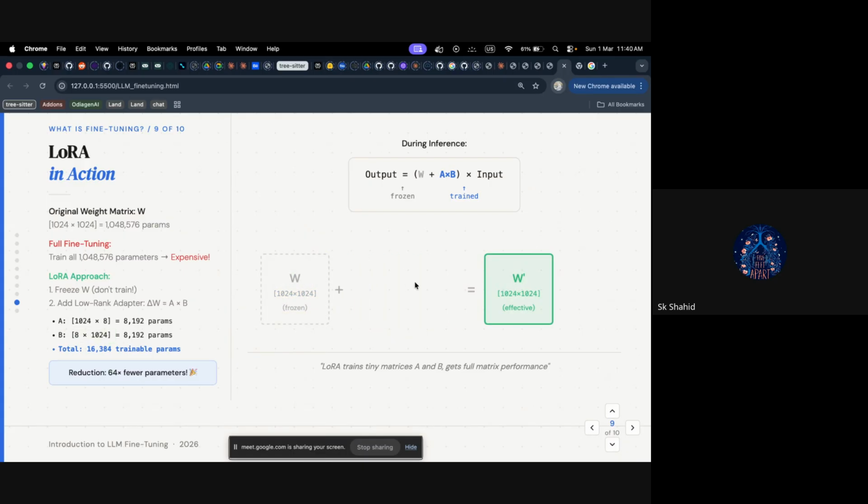I'll break the main matrix that you see here on the right into 1024 by 8 and 8 by 1024. So it will have 8,000 and 8,000, a total of 16,000 trainable parameters. Earlier we had 1 million. Now we have only 16,000. It's a 64 times reduction that we are seeing. So we need to train only this.